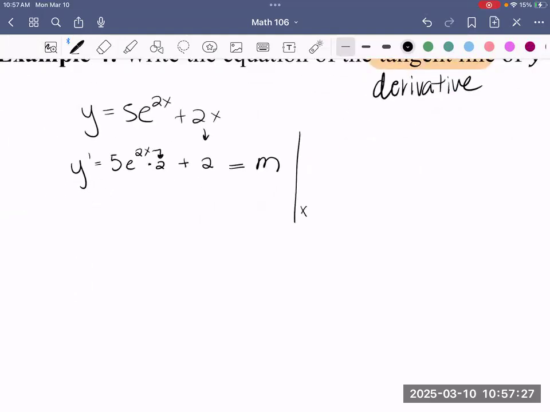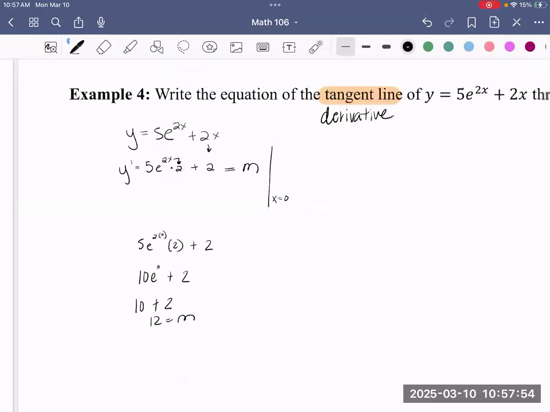So given that x is equal to 0, we're going to go ahead and plug it in. 5e to the 2 times 0, oops, times 2. So that would make 10, but I'll just keep it the same. So we have 10e to the 0 plus 2. e to the 0, right? Anything to the 0 power is 1. So 10 plus 2, that would make 12. So your slope here is 12.